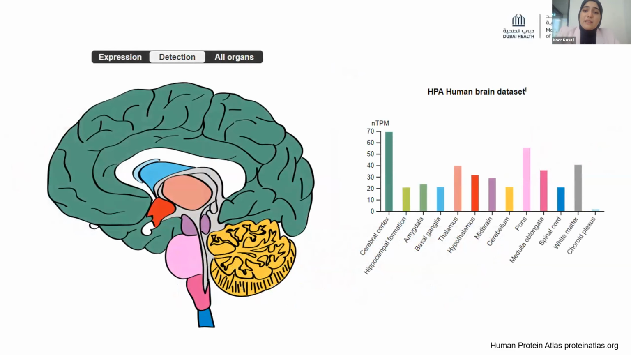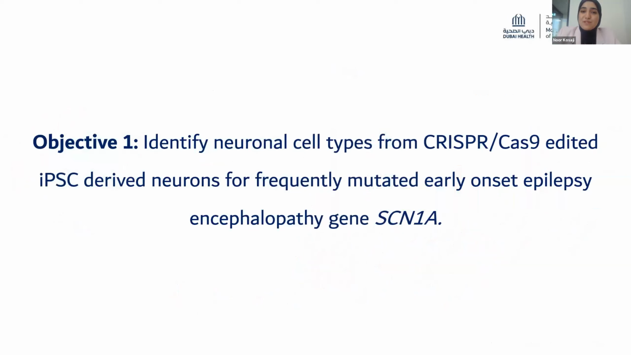Then finally, looking at the RNA-seq expression within the human brain in particular, you'll see that SCN1A is highly expressed in the majority of structures, in all structures of the human brain, particularly the cerebral cortex. Which brings me to my very first objective, which is to derive neurons from induced pluripotent stem cells using CRISPR-Cas9 gene editing to mimic a highly recurrent SCN1A mutation, and identify cell types associated with it.